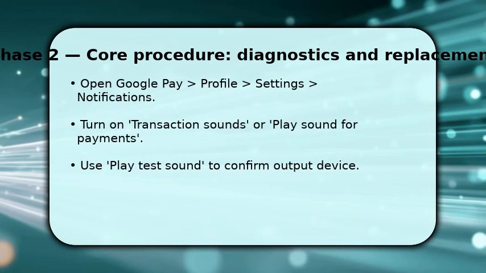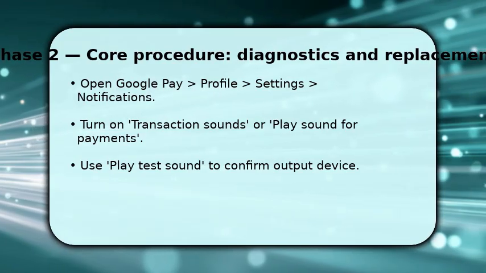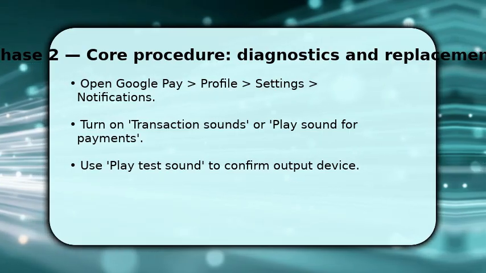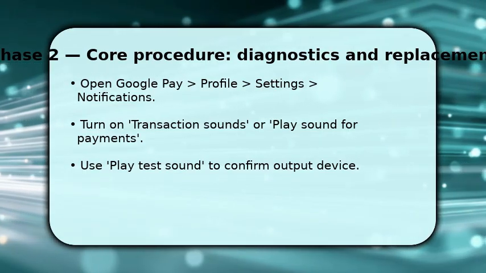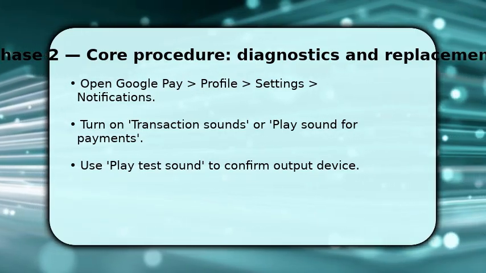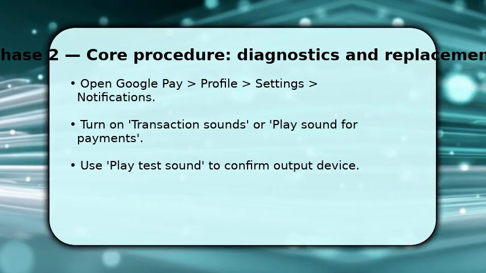Now open Google Pay and go to your profile, then Settings, and choose Notifications. This is where the payment sound setting lives. Turn on the option labeled Transaction Sounds or play sound for payments so the app emits audio when a payment completes.